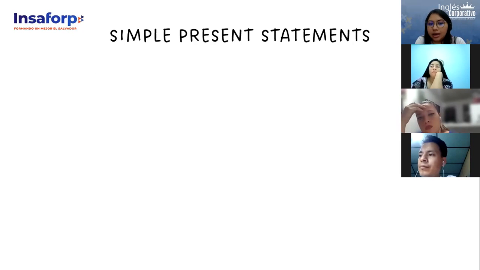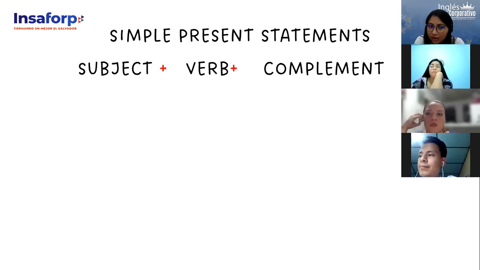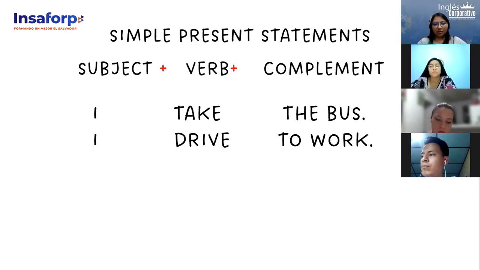Simple present. And we have a formula that we are going to follow in order to create a simple present statement. Subject plus verb plus complement. Take it as a review. Si algunos ya saben y manejan eso, tomémoslo como un repaso. Si no, tomémoslo como ejemplos extra fuera de la plataforma. Okay? Simple present statements. And I have some examples here.